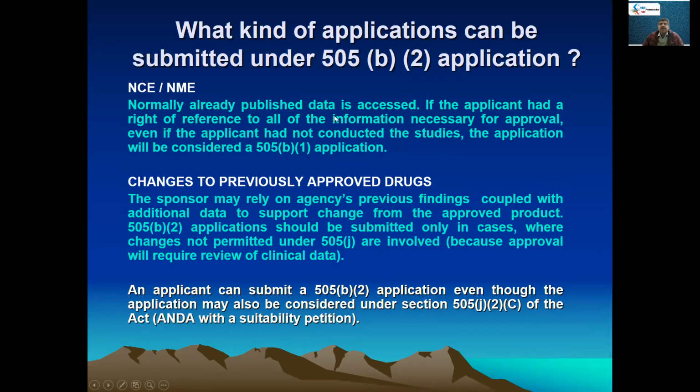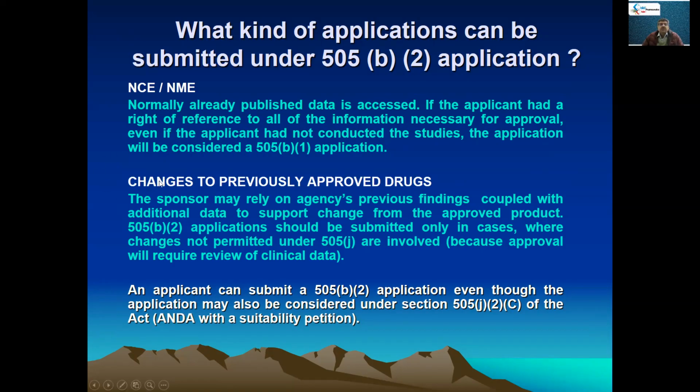Normally, if already published data is accessed and the applicant had a right of reference to all the information necessary for approval, even if the applicant had not conducted the studies, the application will be considered as a 505(b)(1) application. So this we had discussed previously also, that the applicant should not have the right of reference to the literature data which is used for the approval of their application.